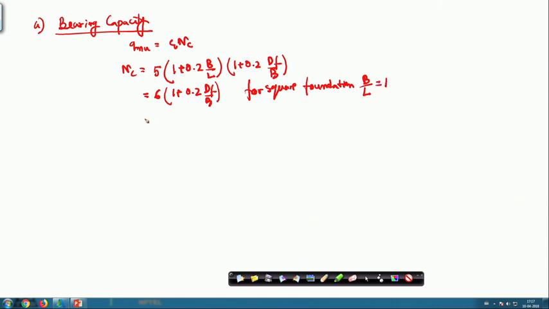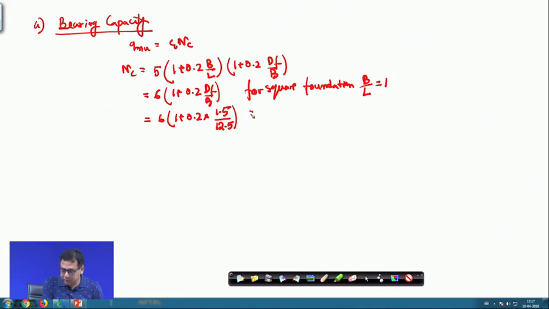So this value comes out to be 6(1 + 0.2 × 1.5/12.5), where Df is taken as 1.5 meter and B is 12.5 meter. So this is 6.14, and this is not greater than 9. So I can take 6.14 as the value, because as per the Skempton recommendation it cannot be greater than 9.